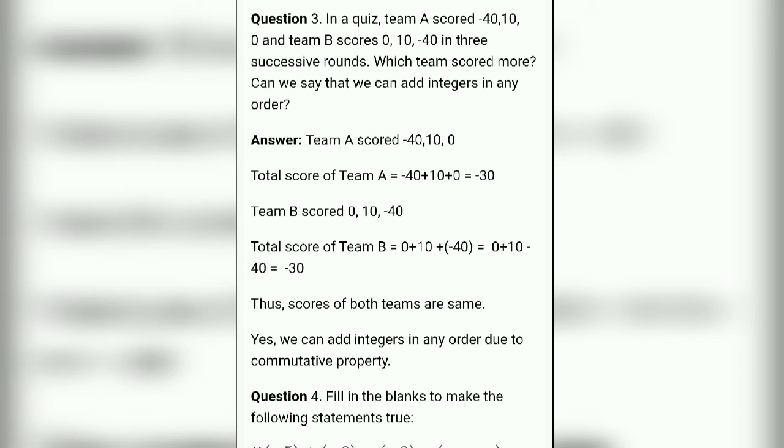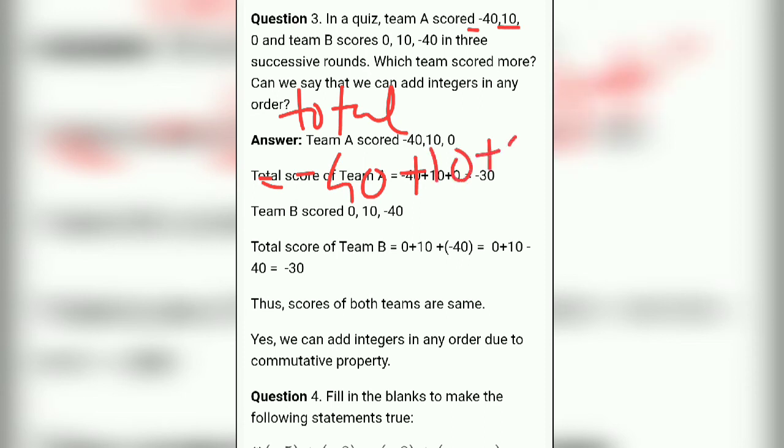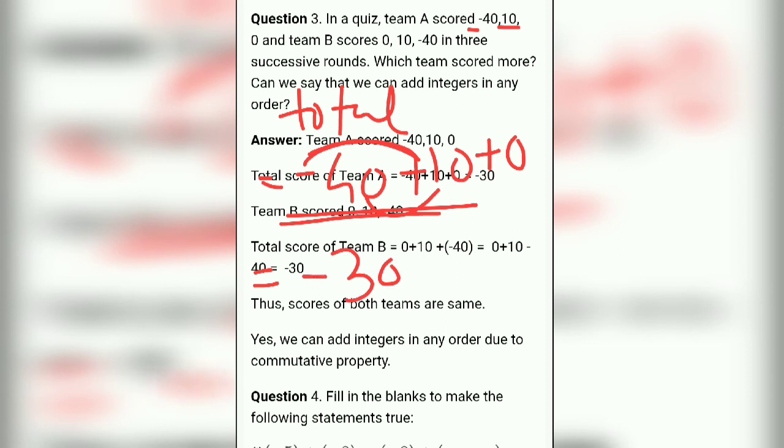First of all, just find the total score of team A. So total score of team A is equal to, first of all, minus 40. For the total we need to add these numbers, so minus 40 plus 10 plus 0. Here minus plus minus, that means subtraction process. 40 minus 10, 30. Big number 40 has a negative sign, so negative sign, and plus 0. Now plus 0, that means we get the same answer, minus 30, right?